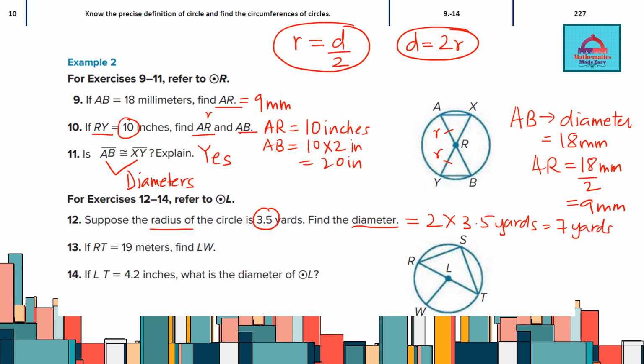Now RT, that is the diameter, is given to be 19. Find LW. LW is the radius. So radius is diameter divided by 2. So this is going to be 9.5 meters. Now LT is given to be 4.2, the radius is given to be 4.2. What is the diameter? Diameter will be 2 times the radius. So 2 multiplied with 4.2, that's 8.4 inches.